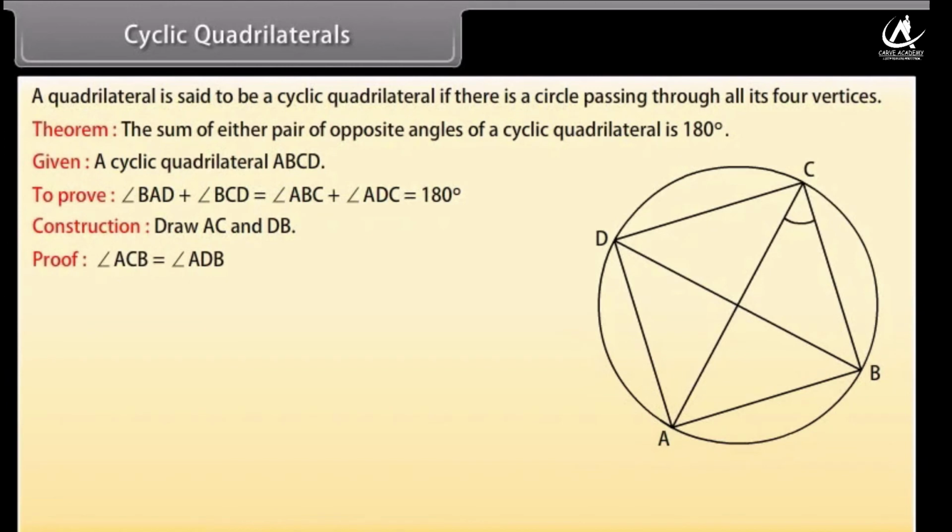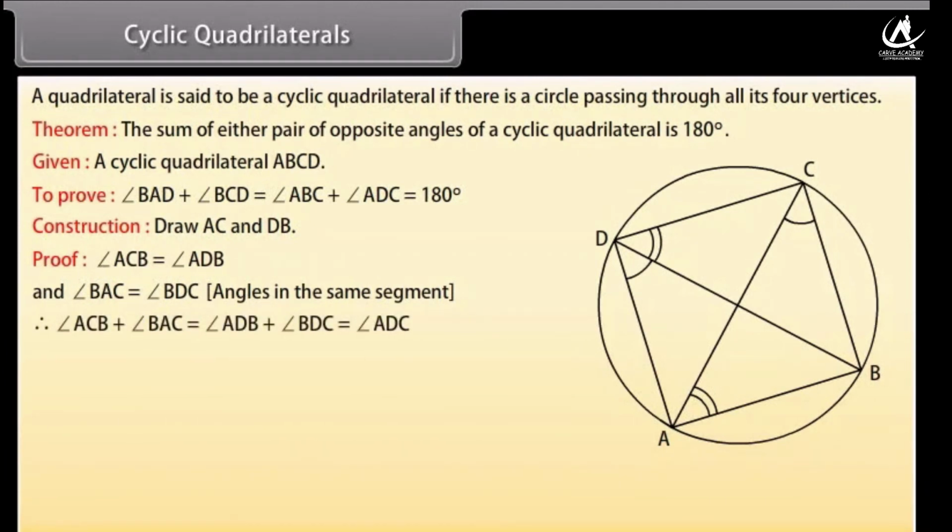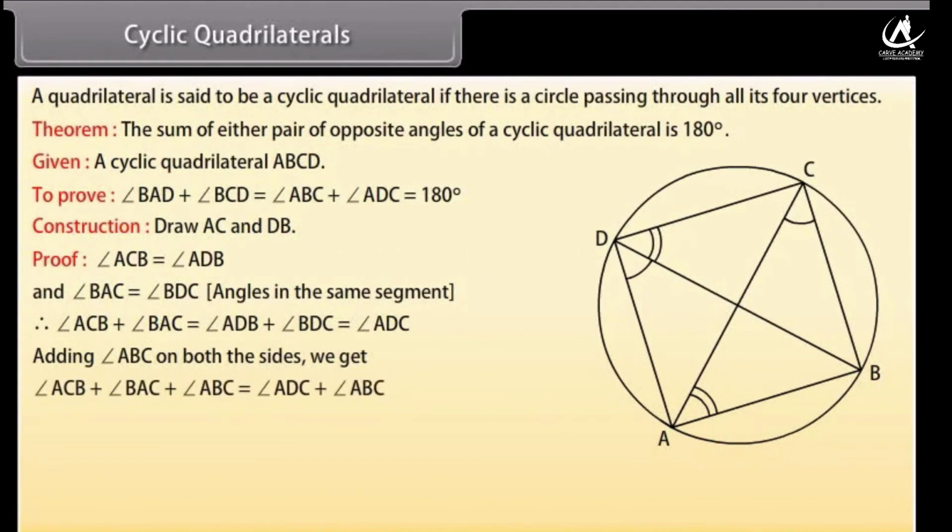Proof. Angle ACB is equal to angle ADB and angle BAC is equal to angle BDC because these are the angles in the same segment. Therefore, angle ACB plus angle BAC is equal to angle ADB plus angle BDC, which equals angle ADC. Adding angle ABC on both sides, we get angle ACB plus angle BAC plus angle ABC, which is equal to angle ADC plus angle ABC.